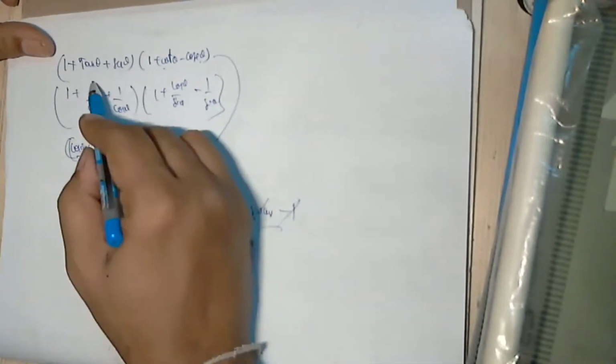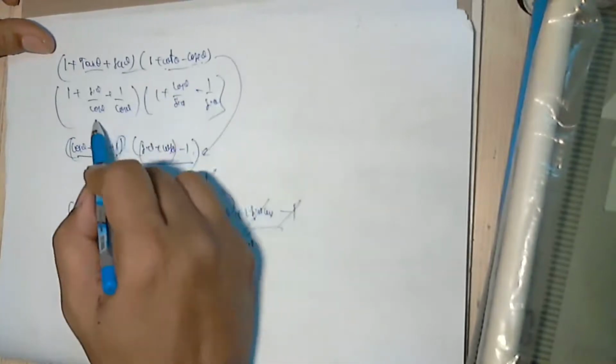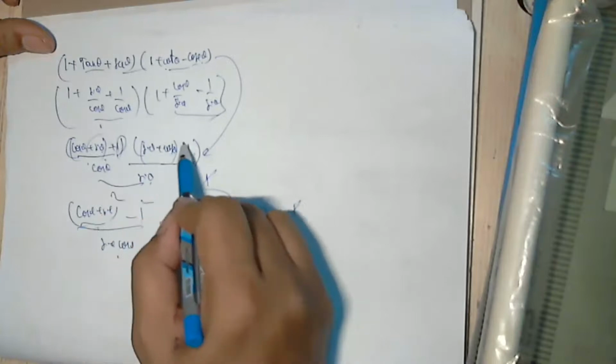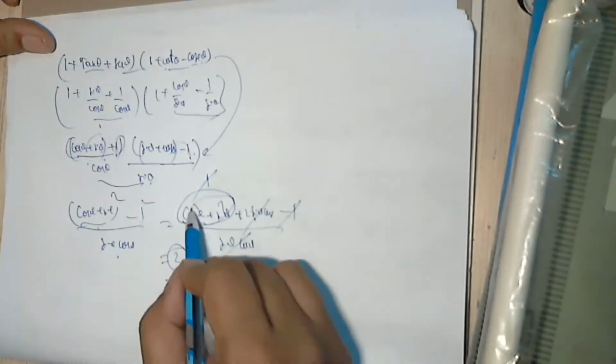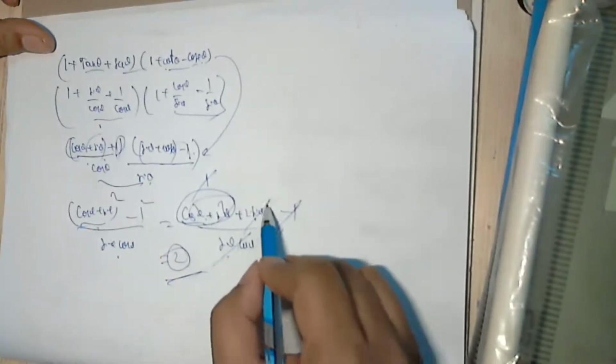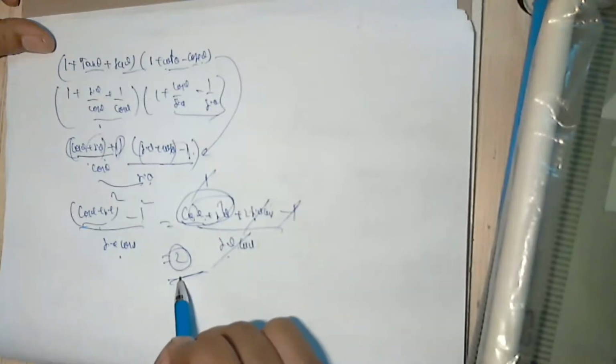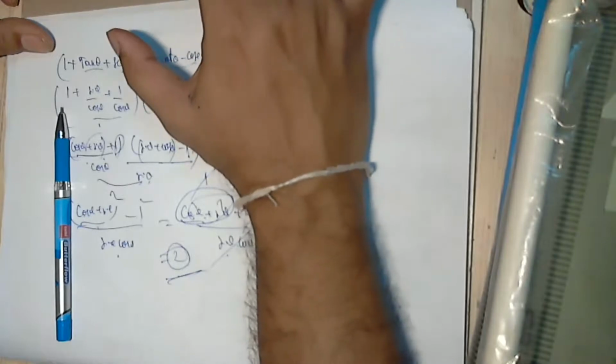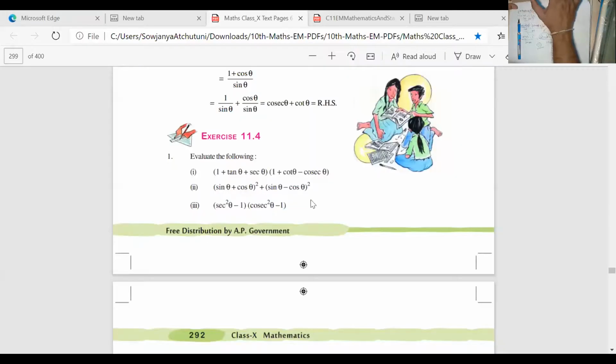How have we simplified? We have converted to basic sin theta and cos theta. We have done LCM and we have applied a plus b into a minus b. And we have simplified. The 1 gets cancelled and sin theta cos theta gets cancelled. So I got answer 2. So we have to continuously try solving. That is the second problem.